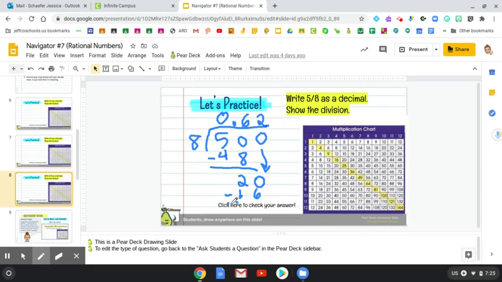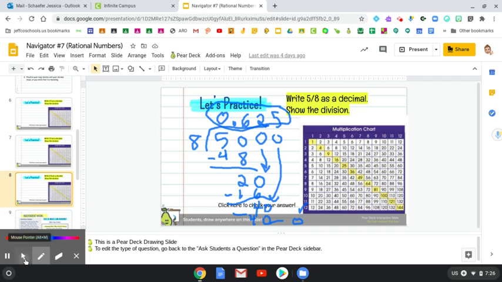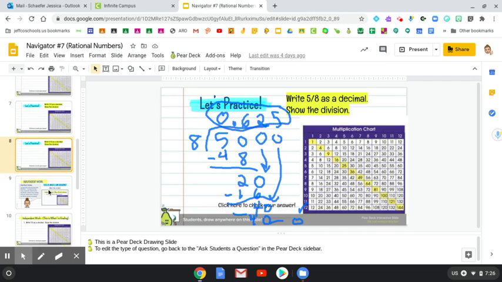I'm going to subtract and think about leftovers. 20 minus 16 would be 4. And I have to bring in one more 0 in order to finish this division out. 8 will go into 40 5 times. It will go evenly, and 40 minus 40 would leave me with a 0. So now I know that I'm finished. So I get 0.625. That was a longer one.